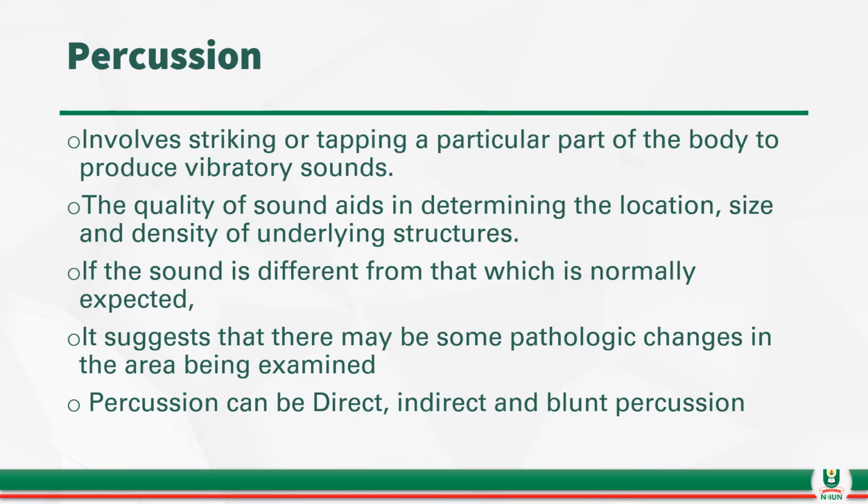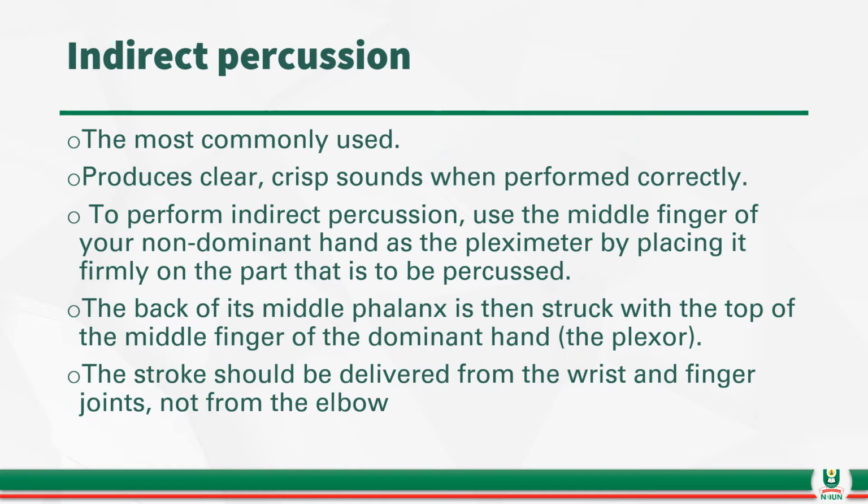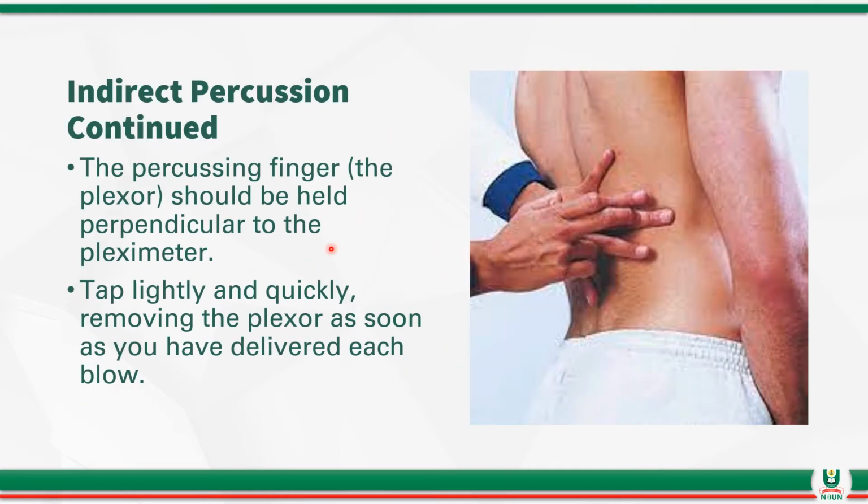Percussion can be direct, indirect, and blunt percussion. We'll take them one after the other. The first one is indirect percussion, which is the most commonly used. It produces a clear, crisp sound when performed correctly. How do you perform indirect percussion?